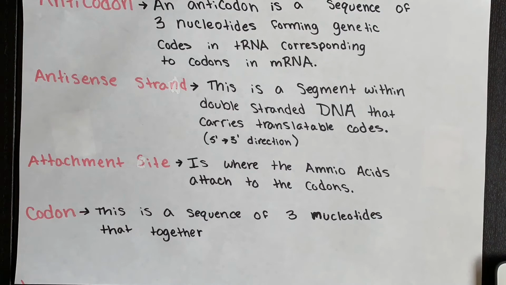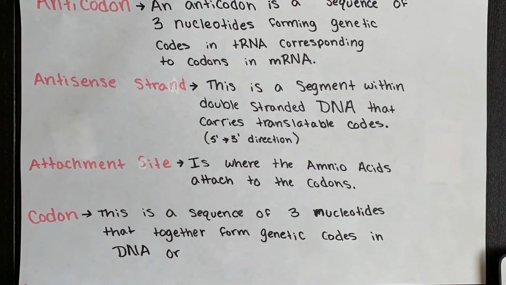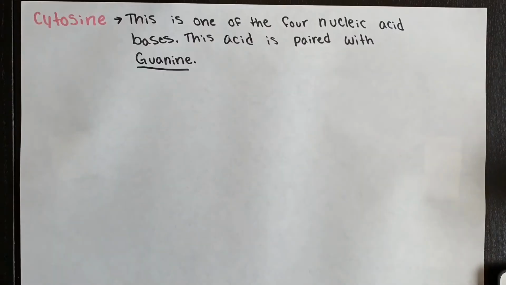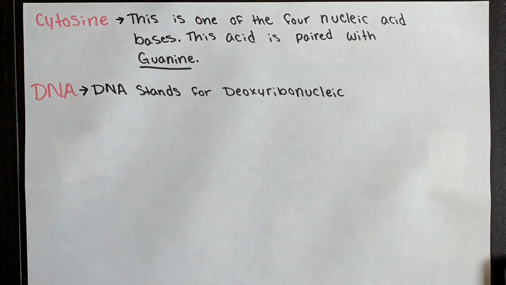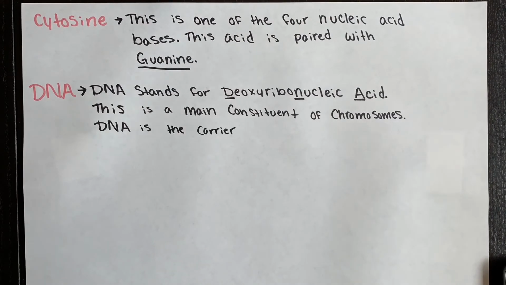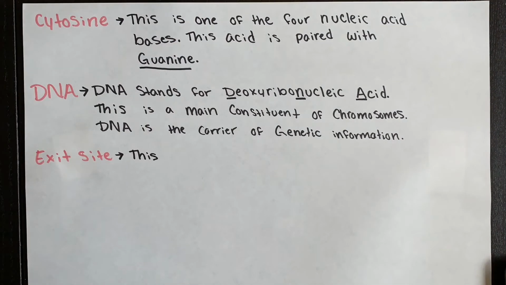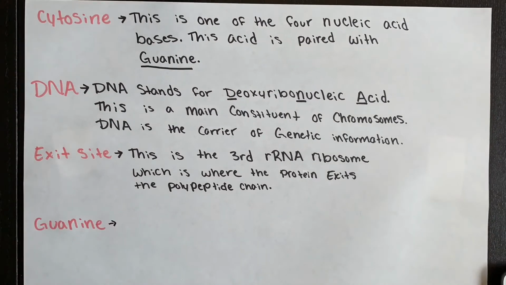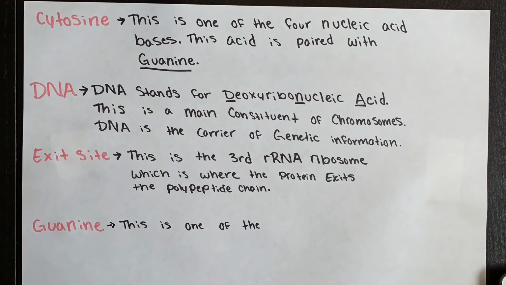Codon is a sequence of 3 nucleotides that together form genetic codes in DNA or RNA. Cytosine. This is one of 4 nucleic acid bases. This base is paired with guanine. DNA. DNA stands for deoxyribonucleic acid. This is a main constituent of chromosomes. DNA is the carrier of genetic information. Exit site. This is the third tRNA site on the ribosome, which is where the tRNA exits after releasing the polypeptide chain.